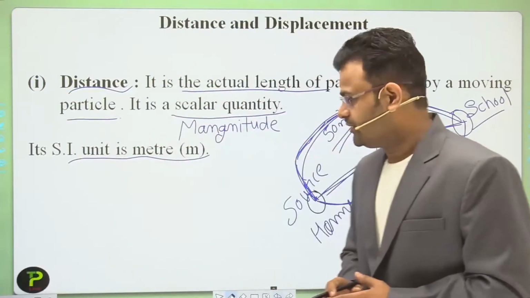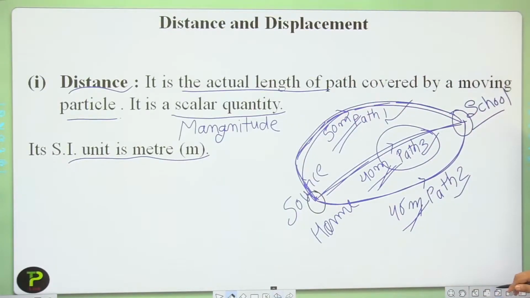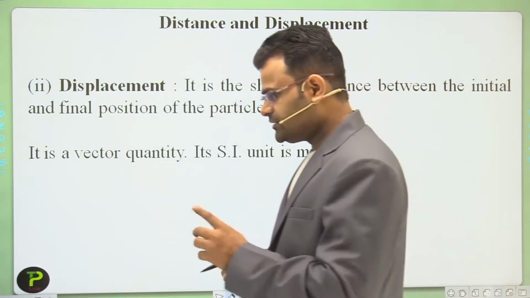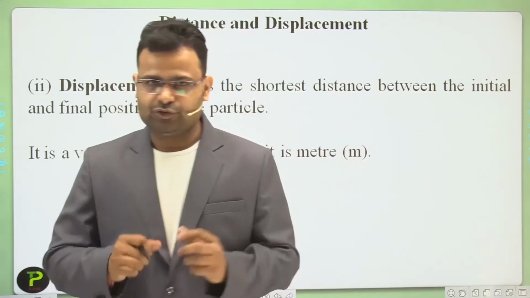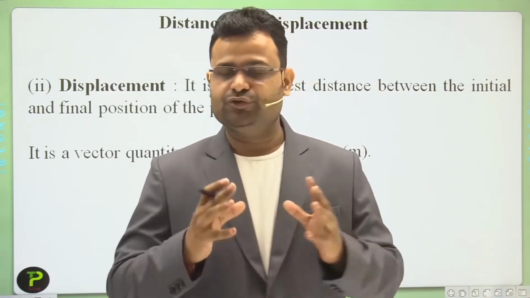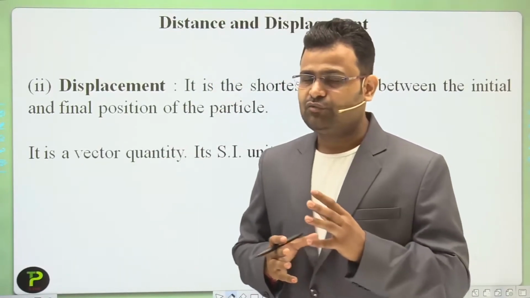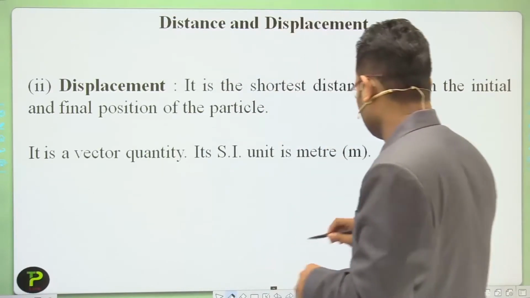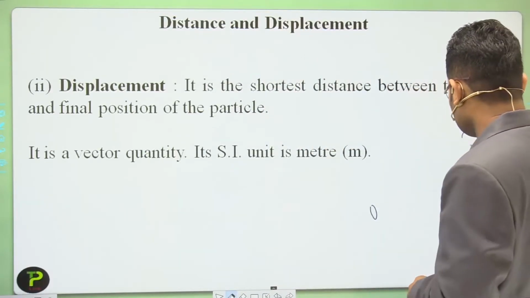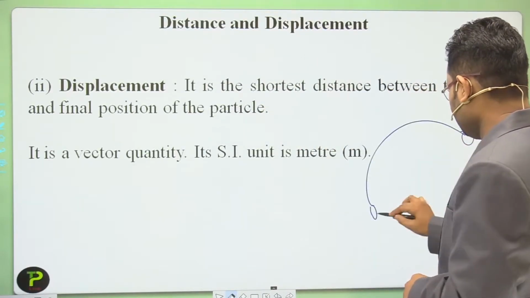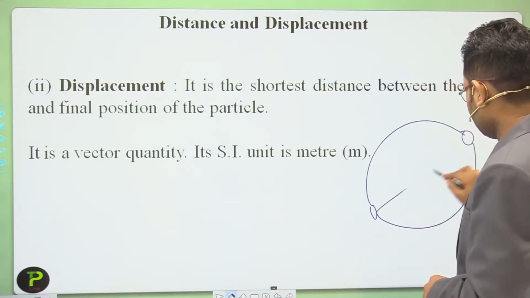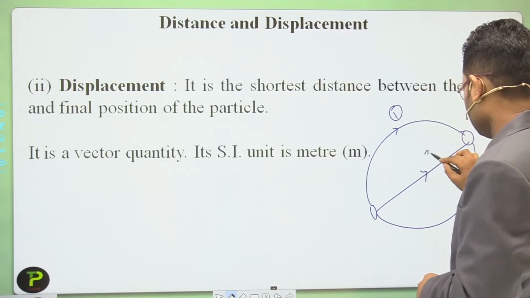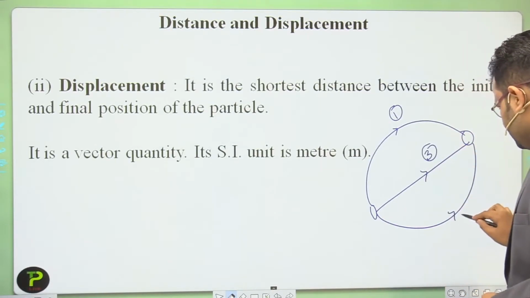Okay students. Now the next one is displacement. Dear students, in the previous diagram we used different paths. So what is the difference between distance and displacement? We are drawing the same thing here: first path, second path, third path.